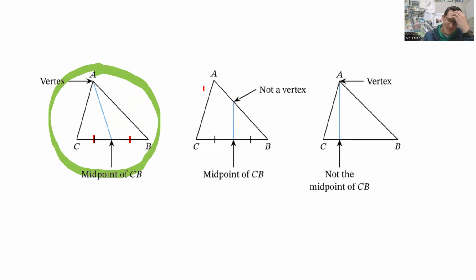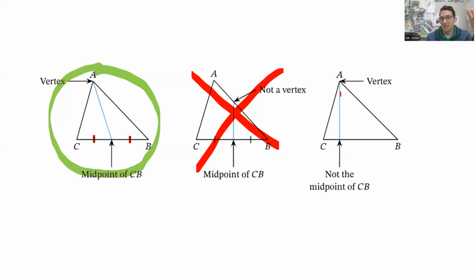This one here is not a median because it doesn't go to a vertex. It goes from the midpoint of one side across the middle to a random point on the other side, not a median. This one also is not a median because it starts at a vertex, but it doesn't go to the midpoint of the opposite side. So it has to go from a vertex to the midpoint of the opposite side, right?